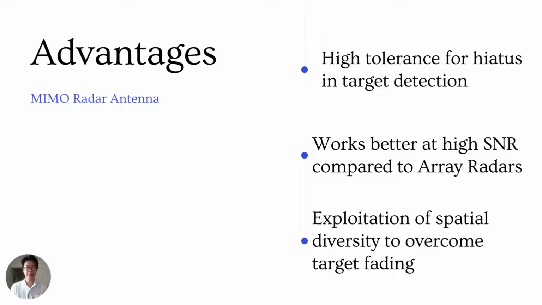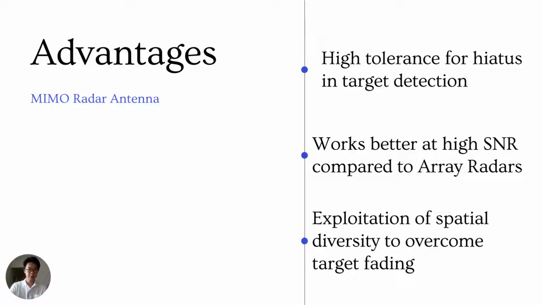This is true also, as you have more sample sets to get the data from, rather than array radars where they only have one input and one output. So you have more sample sets which you can compare. And then the exploitation of spatial diversity to overcome target fading, which is the same as said earlier. You don't have only one output, you have multiple outputs where you can correlate the data together to get an accurate result of what has been received. These are the main advantages of a MIMO radar antenna.